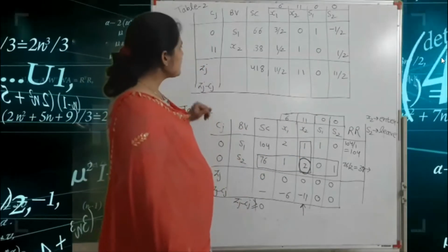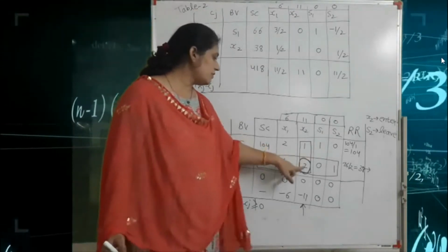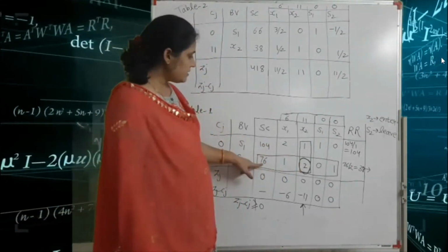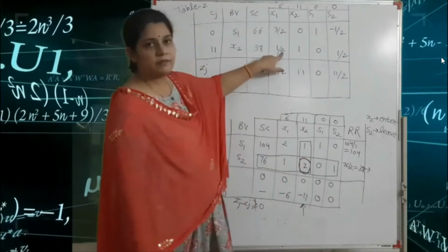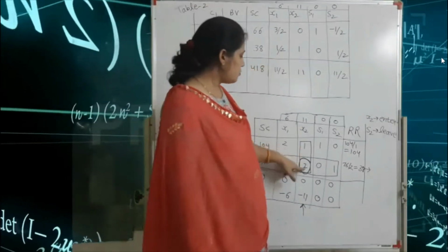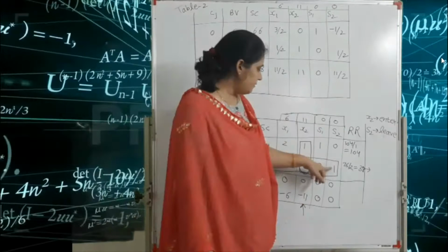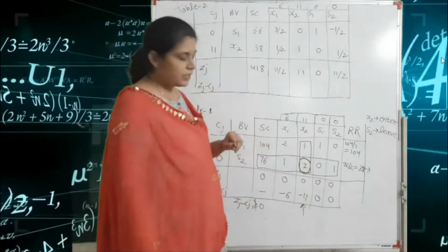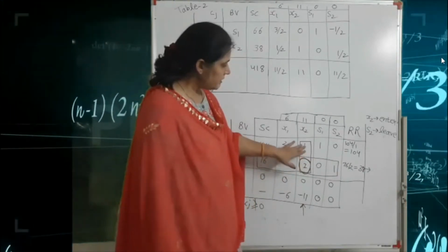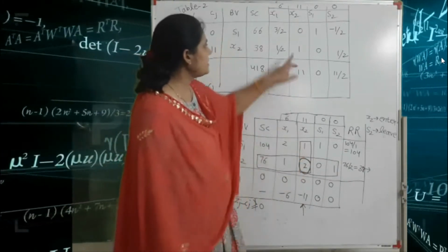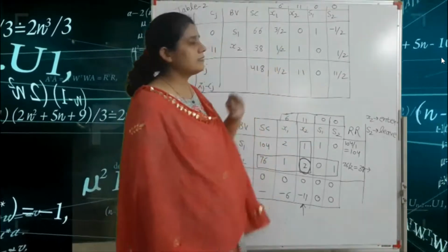First we find table 2. First you divide the whole row by the key number. So 76 divided by 2 is 38, 1 divided by 2 is 1 by 2, 2 by 2 is 1, 0 by 2 is 0, and 1 by 2 is 1 by 2. So this is your key number. According to the key number, for the upper values and lower values, you write here the 0.